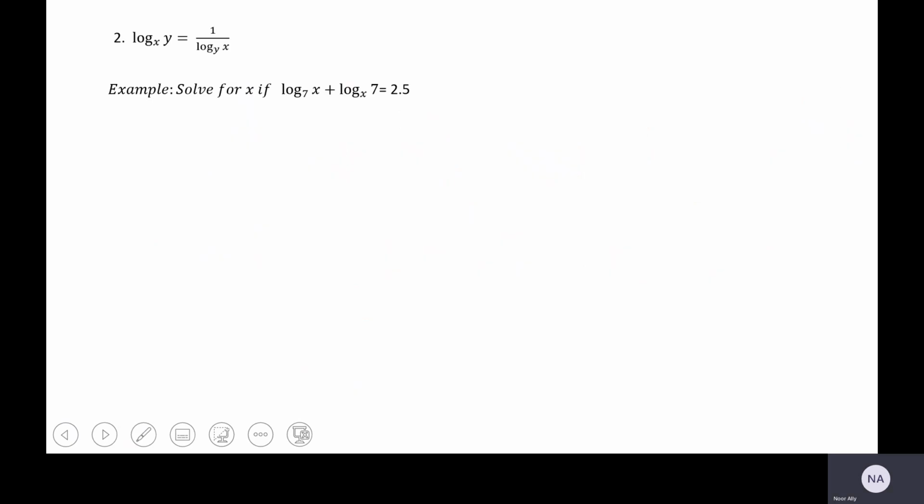Now, this is a variation of the change of base law, and I'm not going to prove it. So I'll just explain it. The log of y to the base x. In this case, the base is x, and the argument is y. What happens if in a problem we want it the other way around? We want y as the base and x as the term. Then I can do that by inverting it.